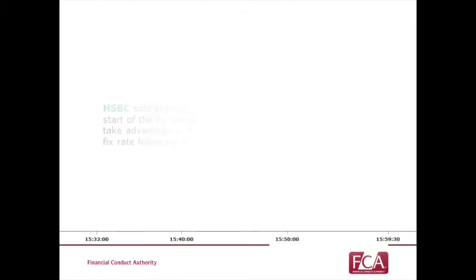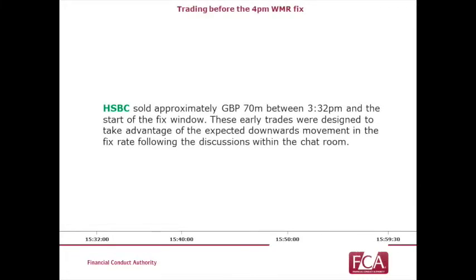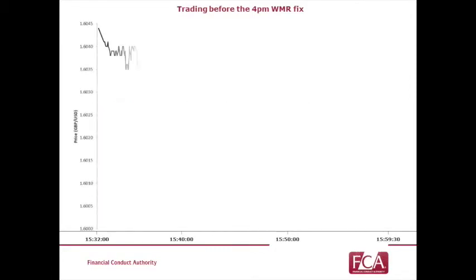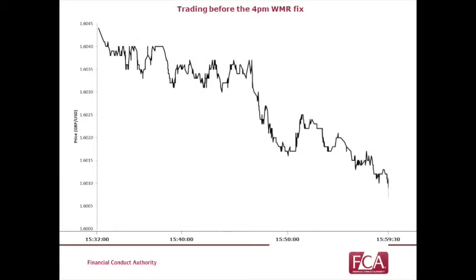HSBC sold approximately 70 million sterling in the half hour before the 60-second fix window around 4 p.m. During the period from 3:32 p.m. to the start of the fix window, the sterling dollar rate fell from 1.6044 to 1.6009. These early trades were designed to take advantage of the expected downwards movement in the fix rate following the discussions within the chat rooms described above.